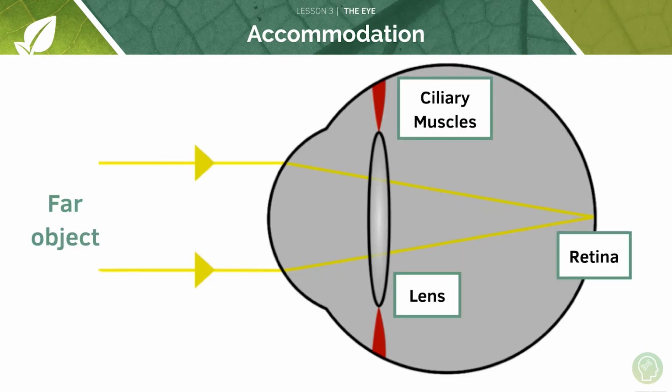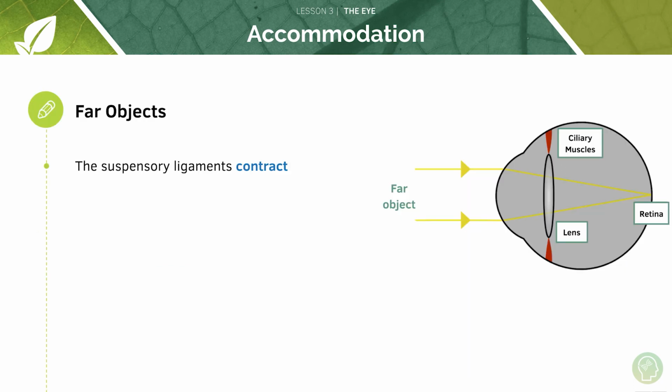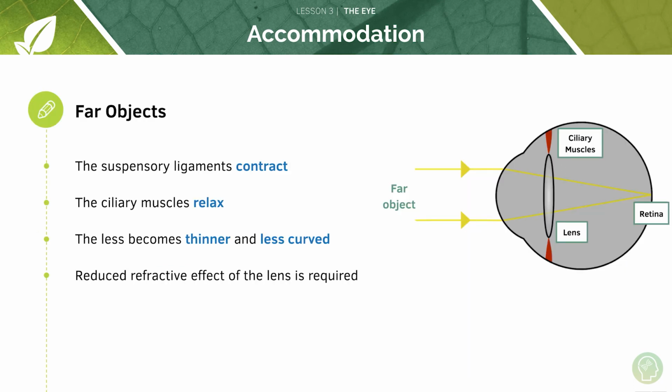So now let's compare this to far objects. This is just going to be the opposite. So we're going to get the ciliary muscles relaxing, the suspensory ligaments contracting, and the lens becoming thinner and less curved. And because it's thinner, we're now going to get less refraction of the light ray as it passes through the lens. So there's a reduced refractive effect of the lens here, which means that the light is bending less. And this is really important for faraway objects because this way they have more time and a greater distance to come into focus, and therefore a reduced refractive effect of the lens is required.